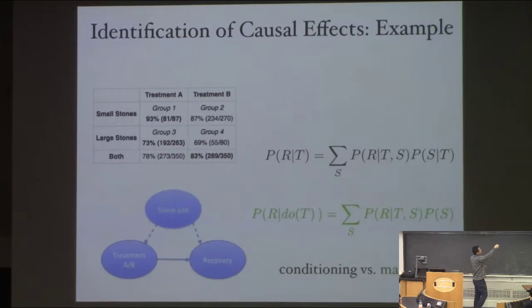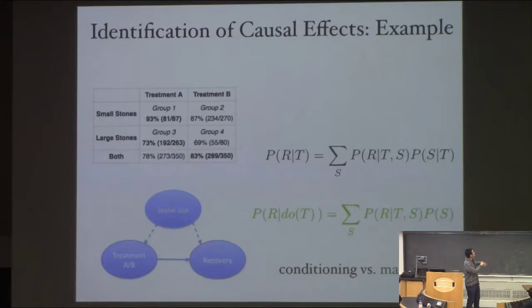Then after I cut this off, S and T, stone size and treatment, are not dependent. They will become independent because I assign the value of treatment independently from stone size. So you will replace the probability of S given T, stone size given treatment, with the probability of S, the marginal distribution.